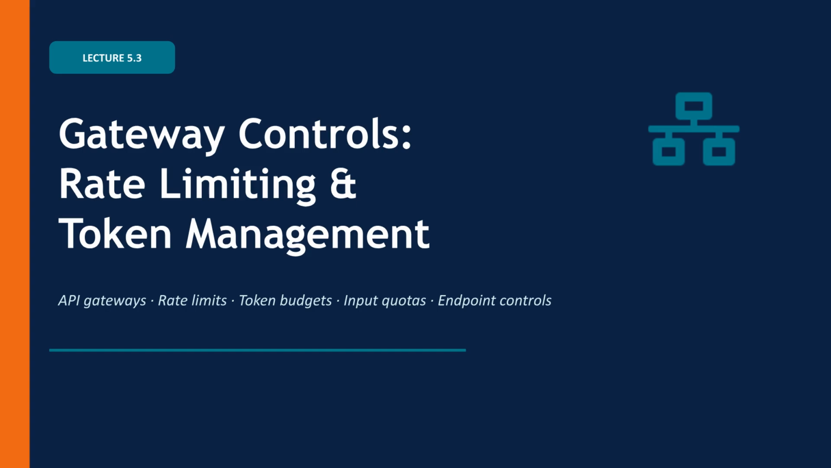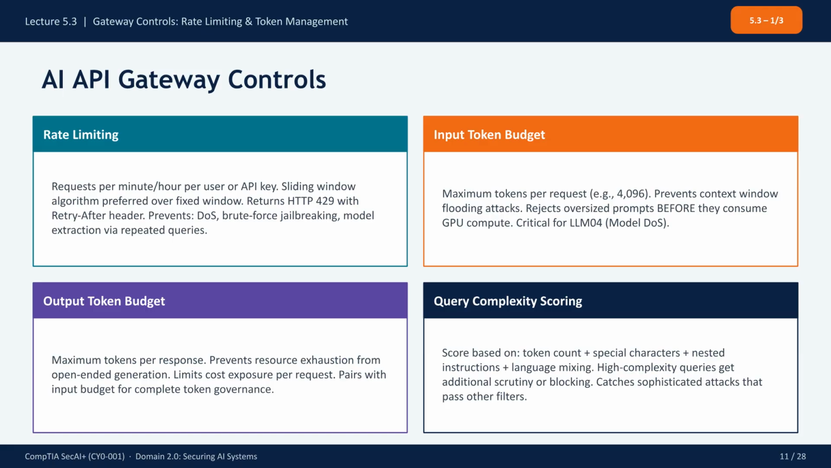Gateway controls prevent abuse, denial of service attacks, unauthorized access, and the kind of repeated querying that attackers use to extract model behavior through OWASP LLM10, model theft. These controls connect directly to the economic concerns we discussed in the threat landscape section and to the API security concepts we will revisit in section 6. Let me walk you through the 4 main gateway controls.